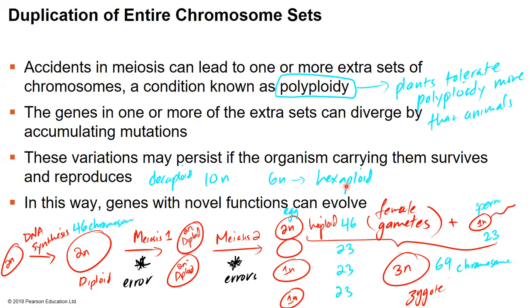Some types of wheat, qamh, are hexaploid. Some types of kiwi, hexaploid. Some types of strawberry are decaploid, 10N, or octaploid, which means 8N. Okay.